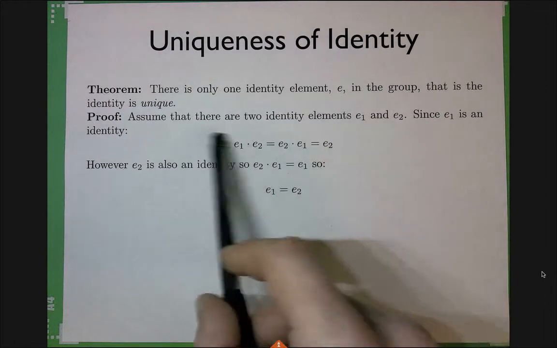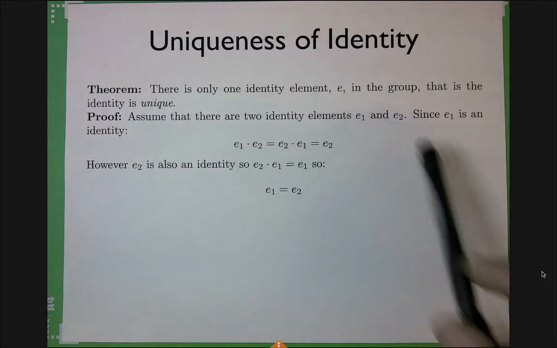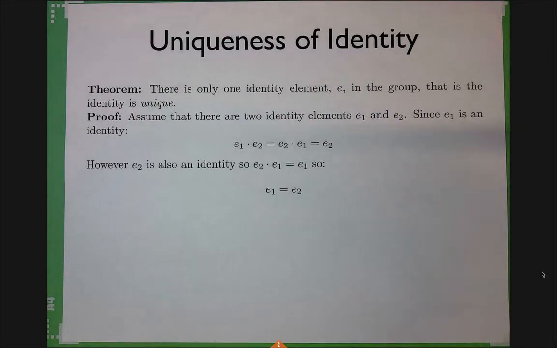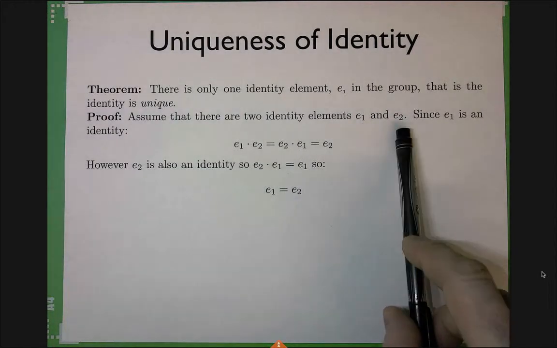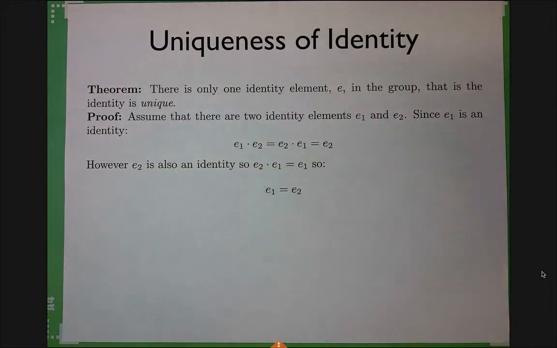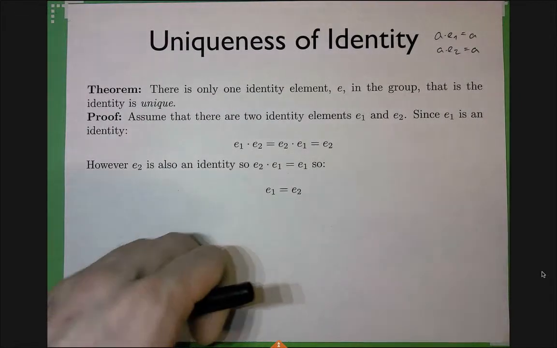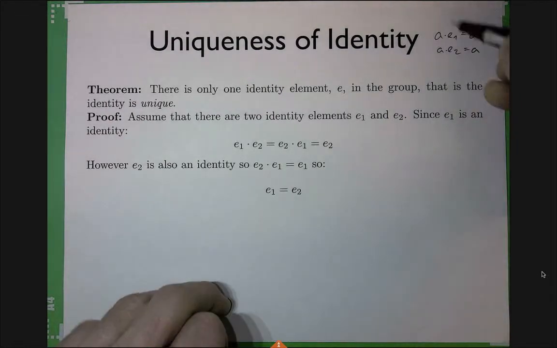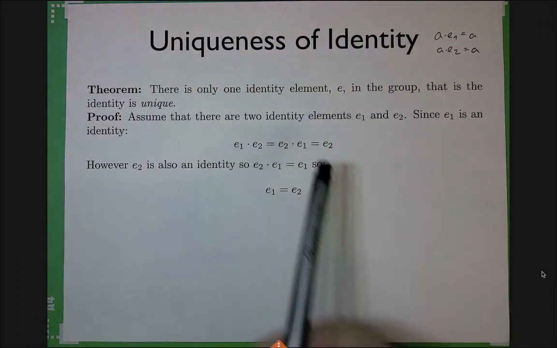And the proof is very simple. Assume there are two identity elements, E1 and E2, and both of them have the property of the identity element: any element times E1 is back A, and any element times E2 is back A. So A times E1 is A, and A times E2 is also A. Using the previous theorem, of course, it doesn't matter; we could also hit it with each of them from the left, right? Because they are identities.